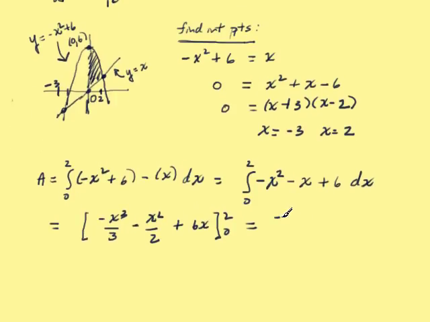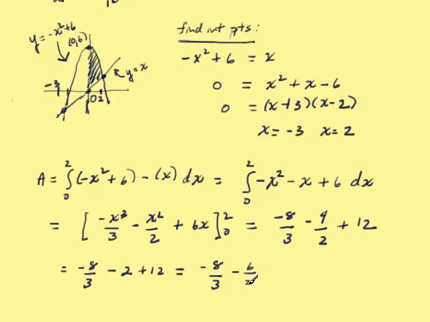Okay, here we get minus 8 over 3 minus 4 over 2 plus 6 times 2, that's 12. All right, that's minus 8 thirds minus 2 plus 12. Let's change everything to thirds. Minus 8 over 3 minus 6 over 3 plus 36 over 3. That's equal to 22 over 3.